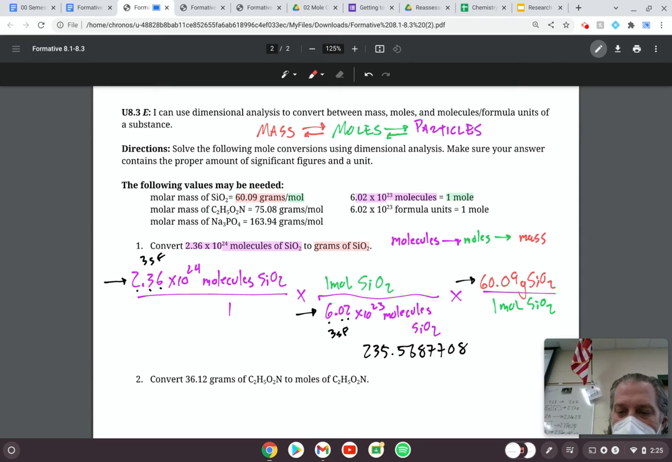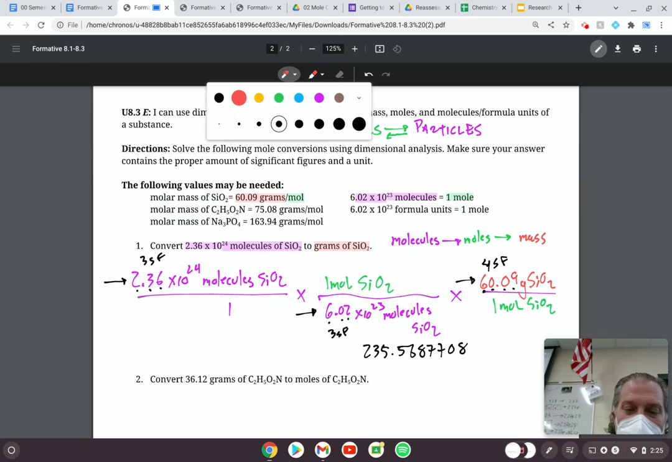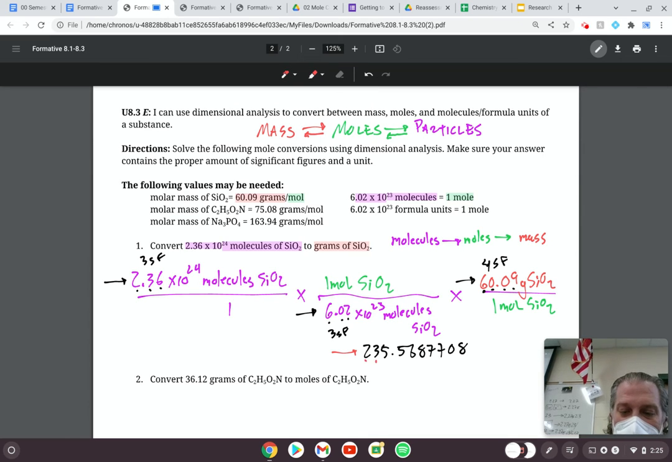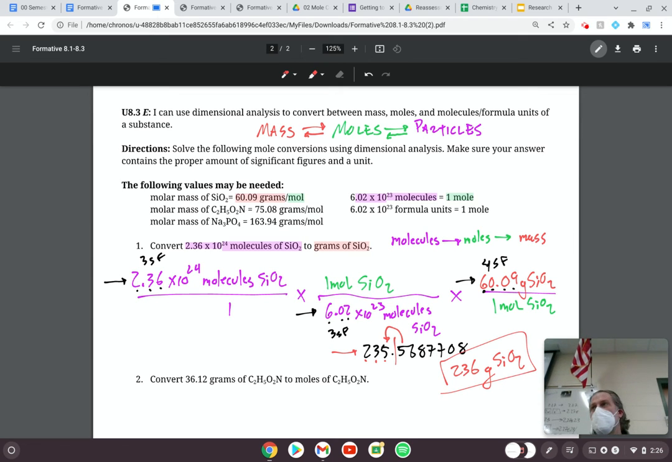And my arrow and count 1, 2, 3, 4 sig figs here. My answer has to have 3 sig figs, so I'm going to draw my arrow and count 1, 2, 3. I see that this 5 can round that 5 up, so my final answer here is going to be 236 grams of SiO2, and I might put that in a box for safekeeping for later. Questions?